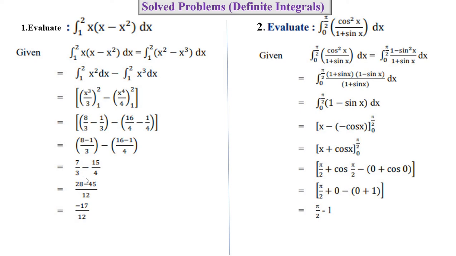When we take LCM, this is what we get in the denominator 12, and here 4 sevens are 28 and 3 15s are 45. So you have this, and on simplification, you get this.